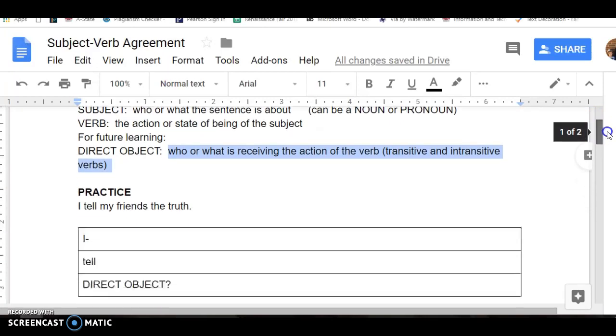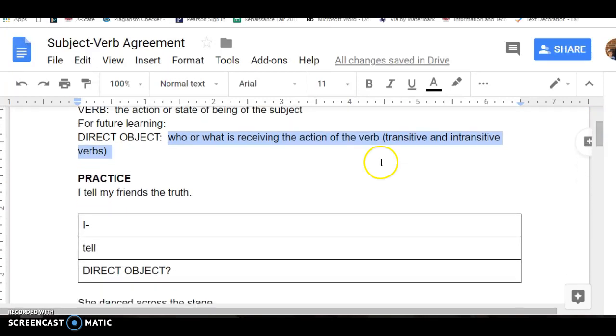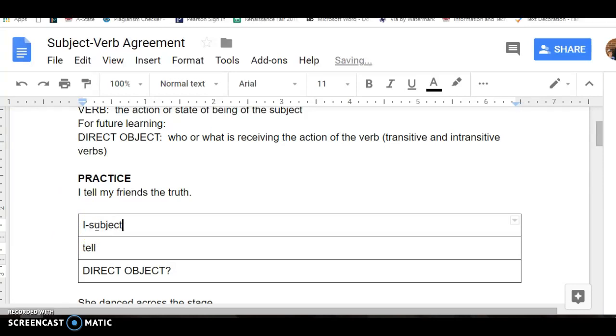So let's look at the practice sentence, I tell my friends the truth. First of all, you should ask yourself, who or what is this sentence about? So you're looking for like a noun or pronoun possibly. And you're going to see that one of the first nouns or pronouns that you come upon, and obviously it's a pronoun because it's I, is I. Now, how do you know that your subject is I and not friends and not truth? Well, you ask yourself, who or what is this sentence really about? And you learn that this sentence is really about I.